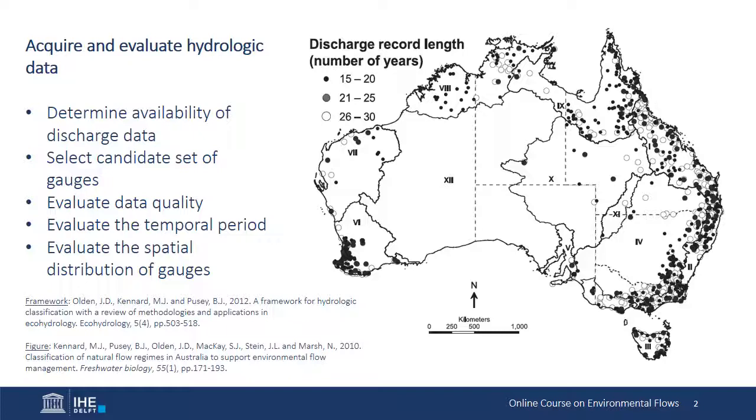Detailed flow statistics will require data at a daily time step, and preferably from an extended period of time. In the classification of Australian rivers, Mark Kennard and colleagues began by acquiring data from 2,868 gauging stations with records longer than 10 years.